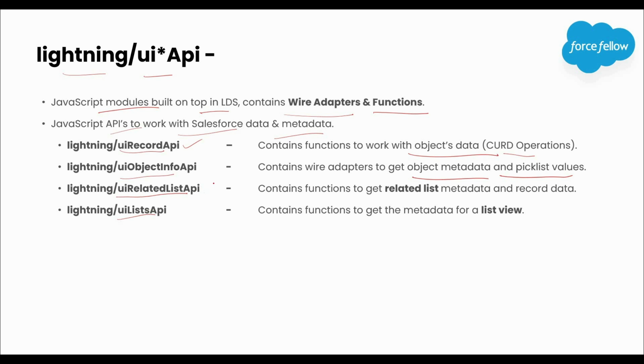Next module is uiRelatedListApi. It contains functions to get related list metadata and record data. So while working in LWC component, if you want details about related list, then we can use methods which are available under this module. Okay. And at last we have uiListsApi. So if you want to get list view details inside LWC component, then we can use functions which are available in this module. Okay. Out of these modules, first 2 are very important and we often use them while working in LWC components. So now let's talk about important functions which are available under these modules.